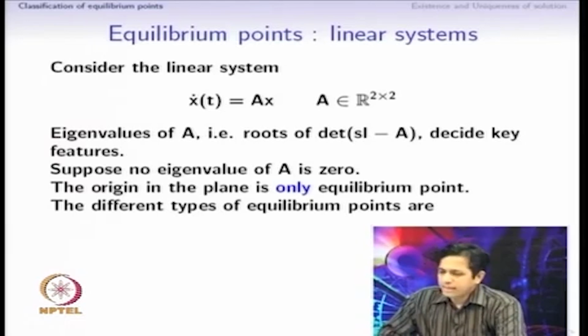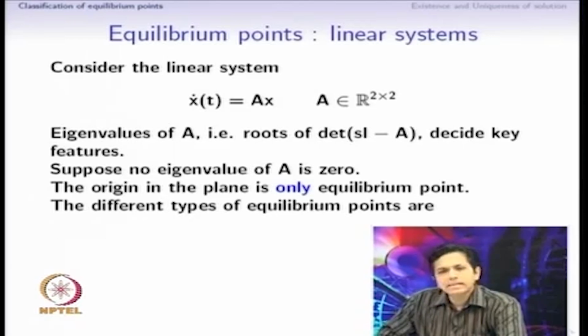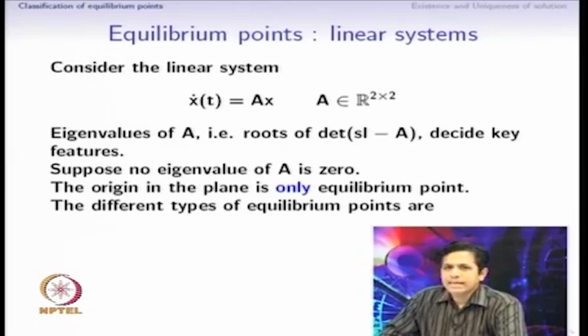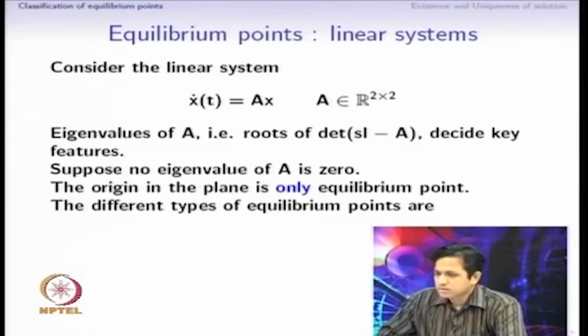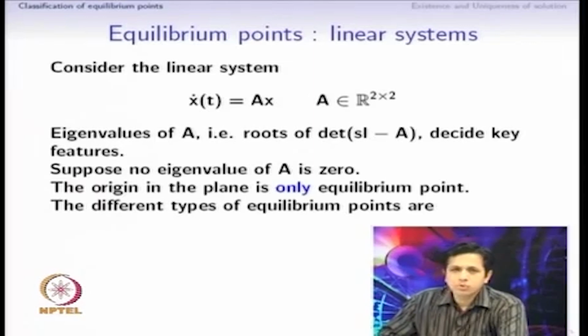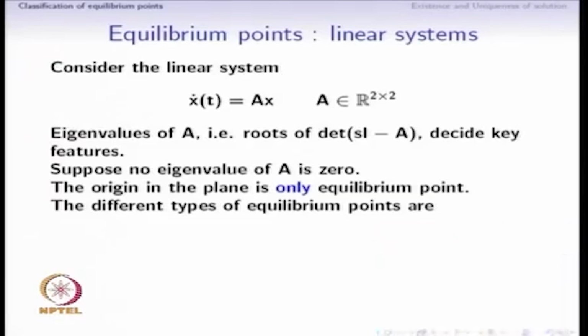So, the eigenvalues of A, that is the roots of the determinant of sI minus A, decide the key features for this case. So, let us begin assuming that A has no eigenvalue at 0. For this situation, the origin in the plane is the only equilibrium point. Because A has no eigenvalue at 0, A is non-singular, and hence if f of x is equal to 0, it means x has to be equal to 0. That is what is being said by the origin is the only equilibrium point.